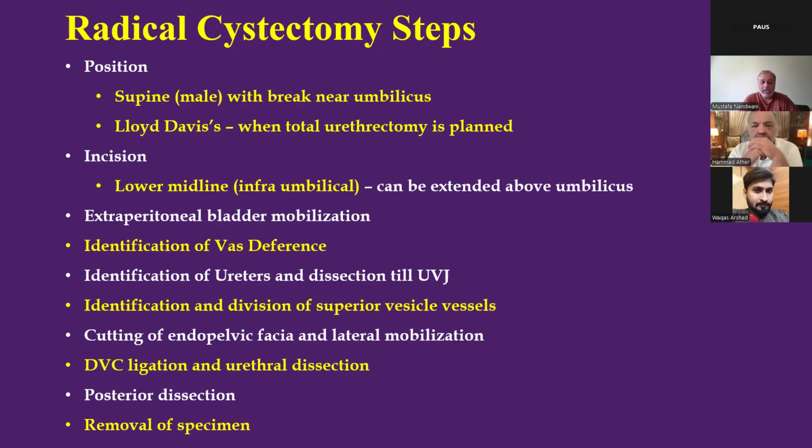Then the first step is the extraperitoneal mobilization of the bladder, then identification of the vas, identification of the ureters, and dissection till the VUJ. Then identification and division of the superior vesical vessels and cutting of the endopelvic fascia and lateral mobilization, DVC ligation, and urethral dissection. And then I go for the posterior dissection and the removal of the specimen.